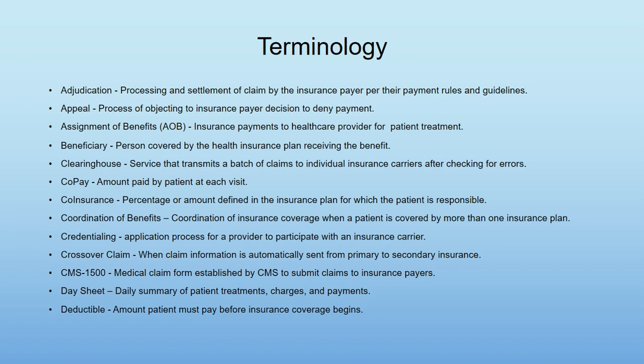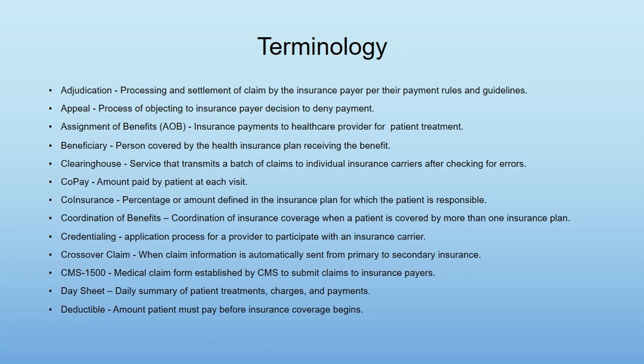Assignment of benefits are the insurance payments to a healthcare provider on behalf of the patient for their treatment. Beneficiary, that's the person covered by the health insurance plan that is receiving the benefits. A clearinghouse is a service that transmits a batch of claims to each individual carrier after checking for claim errors. Copay, that's the amount paid by a patient at each visit per their contract with the insurance plan. Coinsurance, that's the percentage or amount defined in the insurance plan for which the patient is responsible.